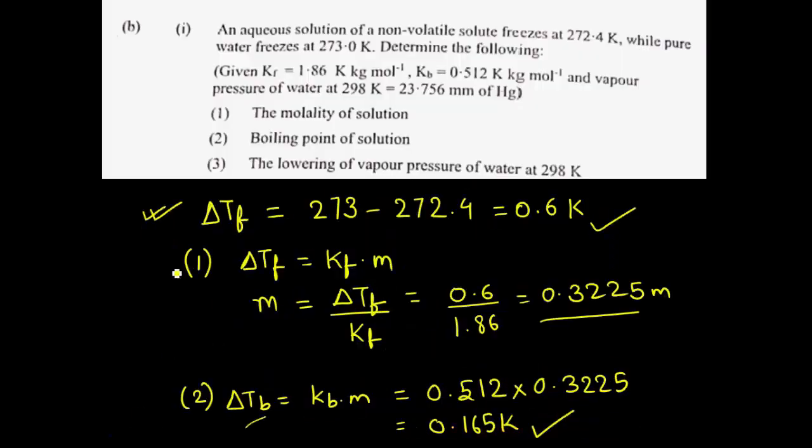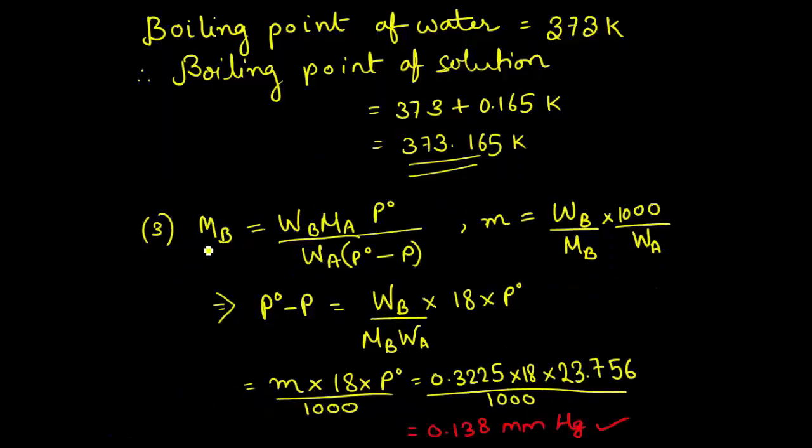Cool? Question number 3. The lowering of vapor pressure of water. Okay, so we know this formula, that the molar mass of solute is equal to Wb MA into P0 upon WA into (P0 minus P).